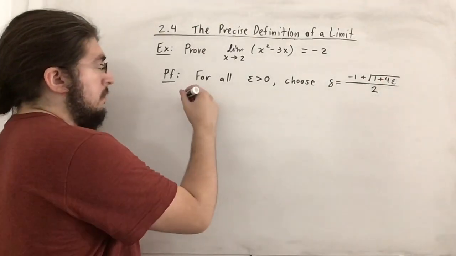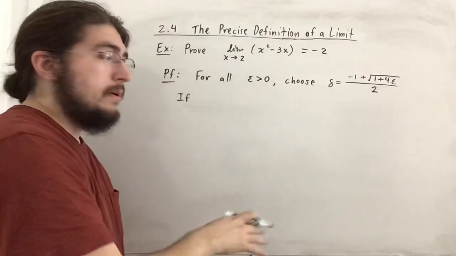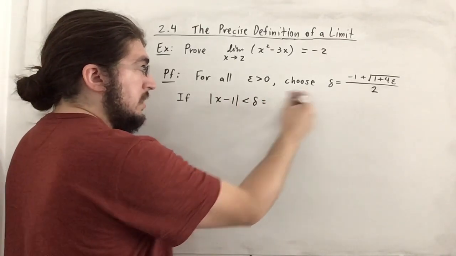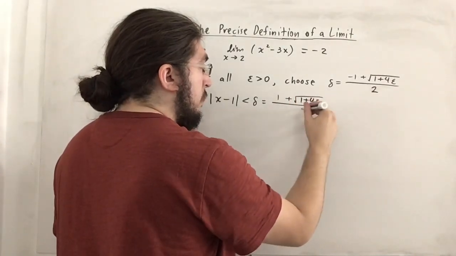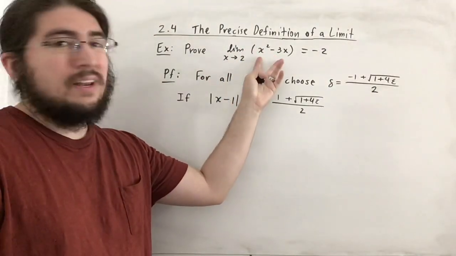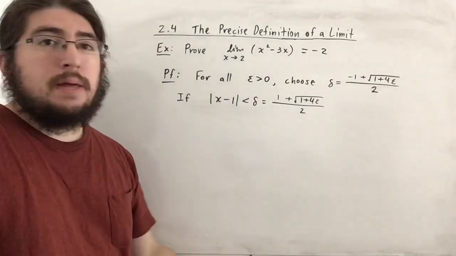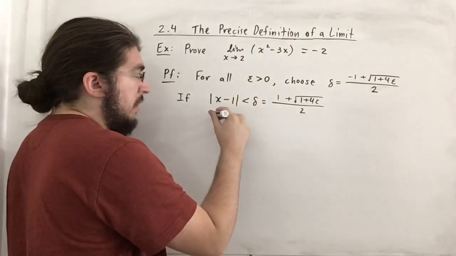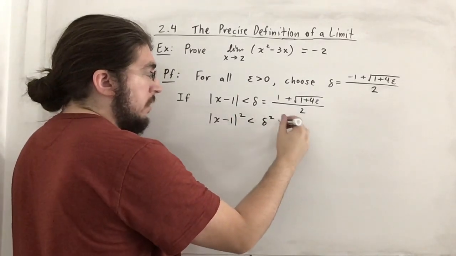And now that big statement in the precise definition, the if-then part comes into play. So if the absolute value of x minus 1 is less than delta, which is equal to this expression here, then we want to show that the absolute value of the difference between this and -2 is less than epsilon. And we can do that basically by running what we just discovered in reverse. So to do that, I'm going to first find out what the absolute value of x minus 1 squared is less than, and that's of course less than delta squared.